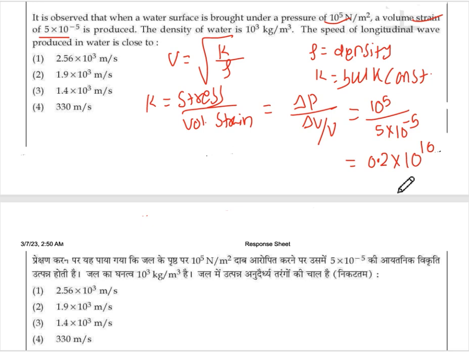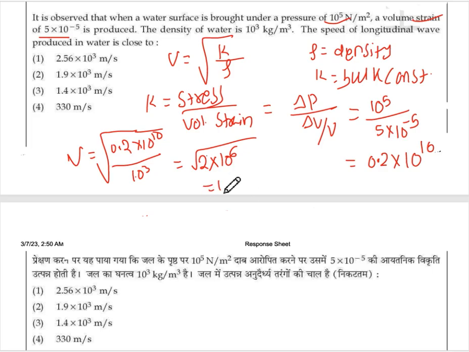So now we just put it in this value. V will become, in place of K, 0.2 into 10 to the power 10 divided by its density, which is 10 to the power 3. So make it 2 into 10 to the power 9, under the root. So it will become 1.414 into 10 to the power 3, which is option 3. So it is matching with option 3.